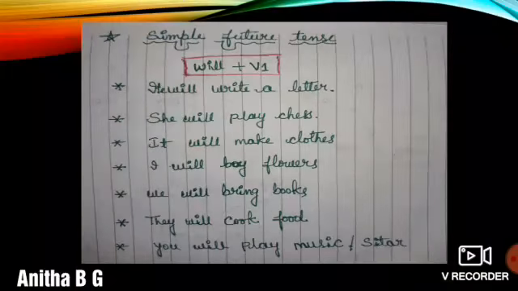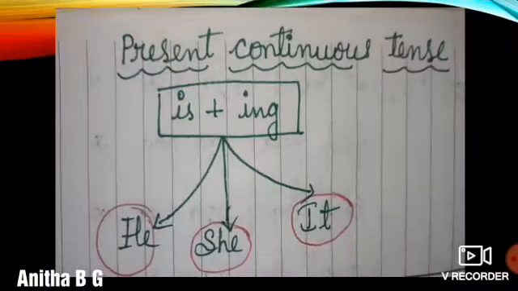So, move on to the next tense. It is simple future tense. In the simple future tense, we have to add will plus V1. He will write a letter. She will play chess. It will make clothes. I will buy flowers. We will bring books. They will cook food. You will play sitar. Like that, we have to write in the simple future tense. We have to add will plus the V1 form of the verb.